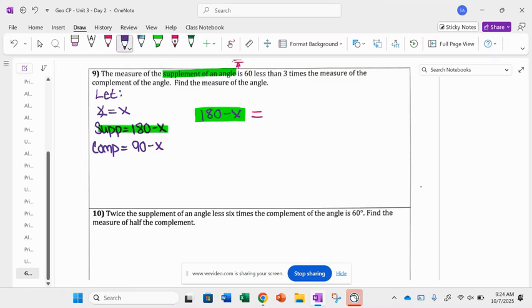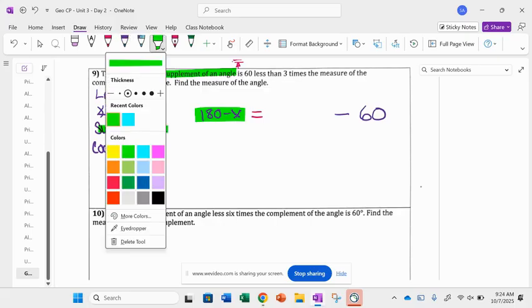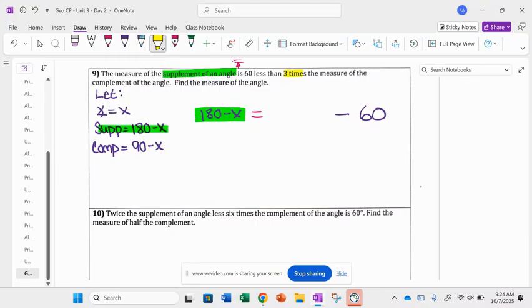60 less than. Who remembers that less than? What kind of word is that? Flip-flop. So I'm going to put my minus here and then put the 60 after the minus because it says 60 less than. Now, before the minus, I have to put 3 times the measure of the complement. Anybody think they know how I'm going to represent 3 times the measure of the complement?